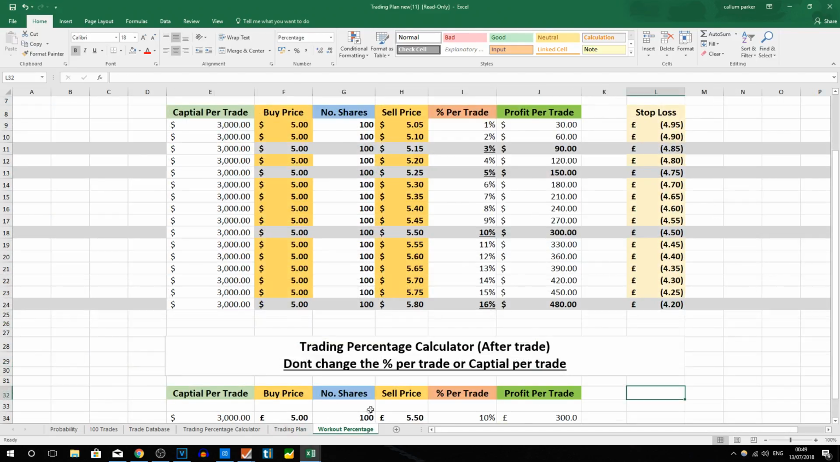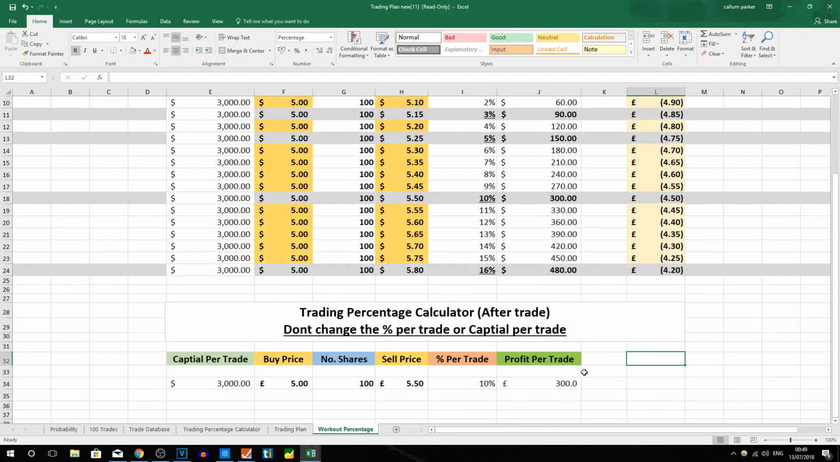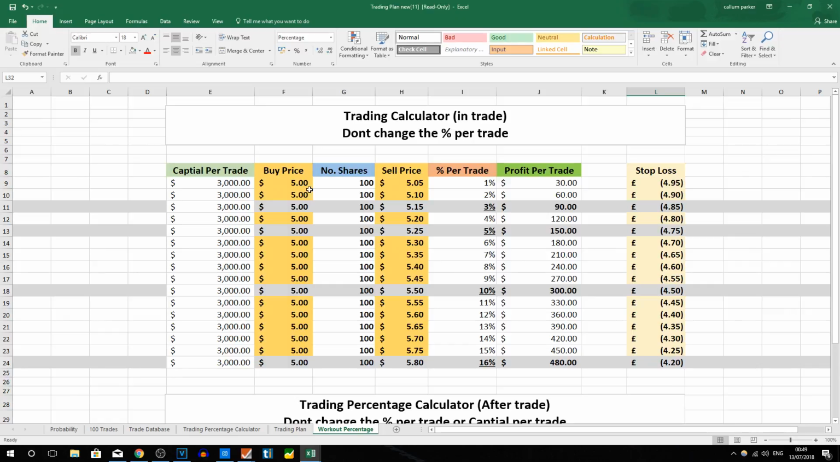This is one of my sheets, and this is another one working out the percentage. For example, if I'm buying in at $5, this will tell me each one, from 1% all the way to basically 16%, and it will tell me the price to sell at. So if I just want to know quickly, I buy in at 4, and this changes. If I change this to 4, all of these will change to 4. If I change this to 2000, all of those will change to 2000.